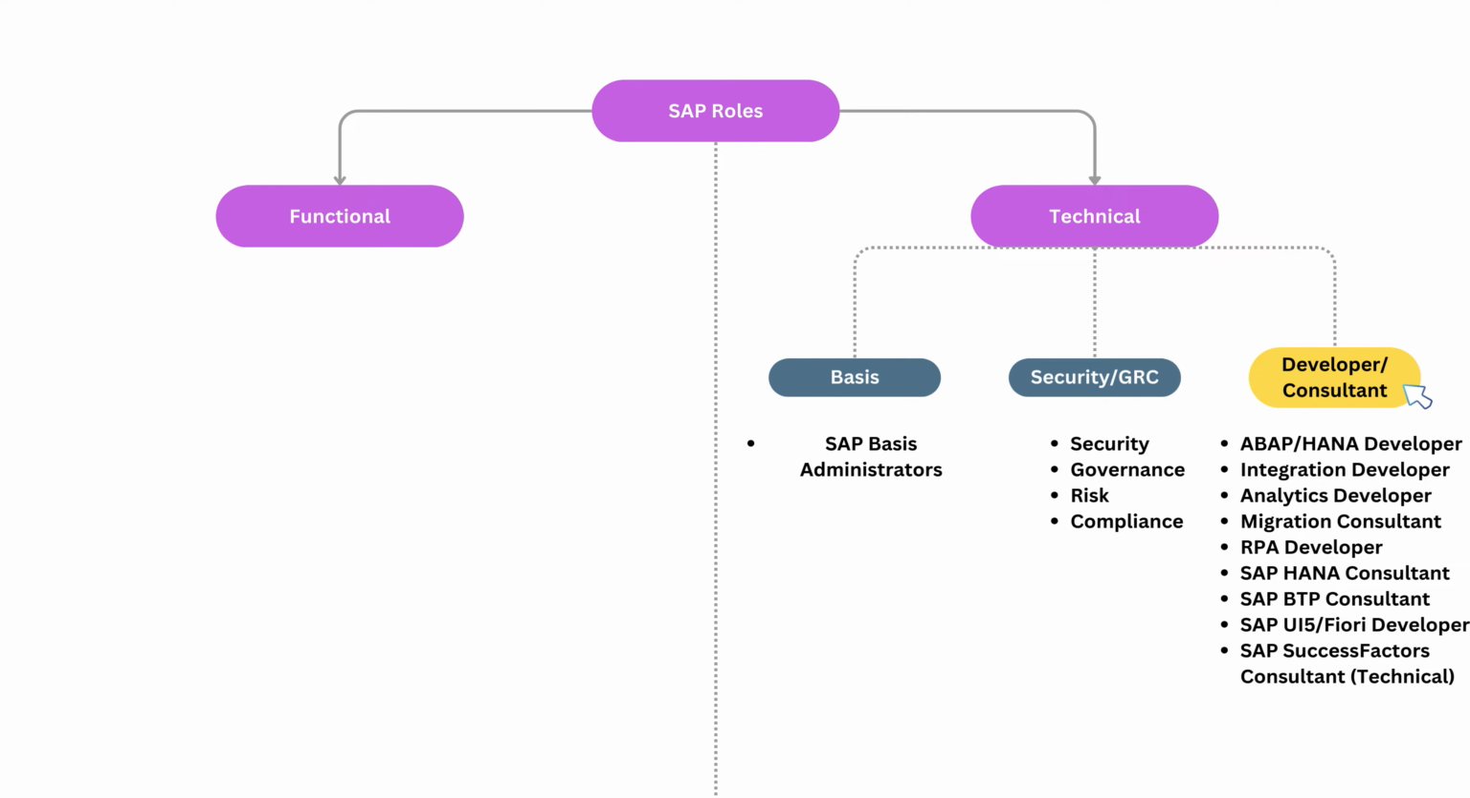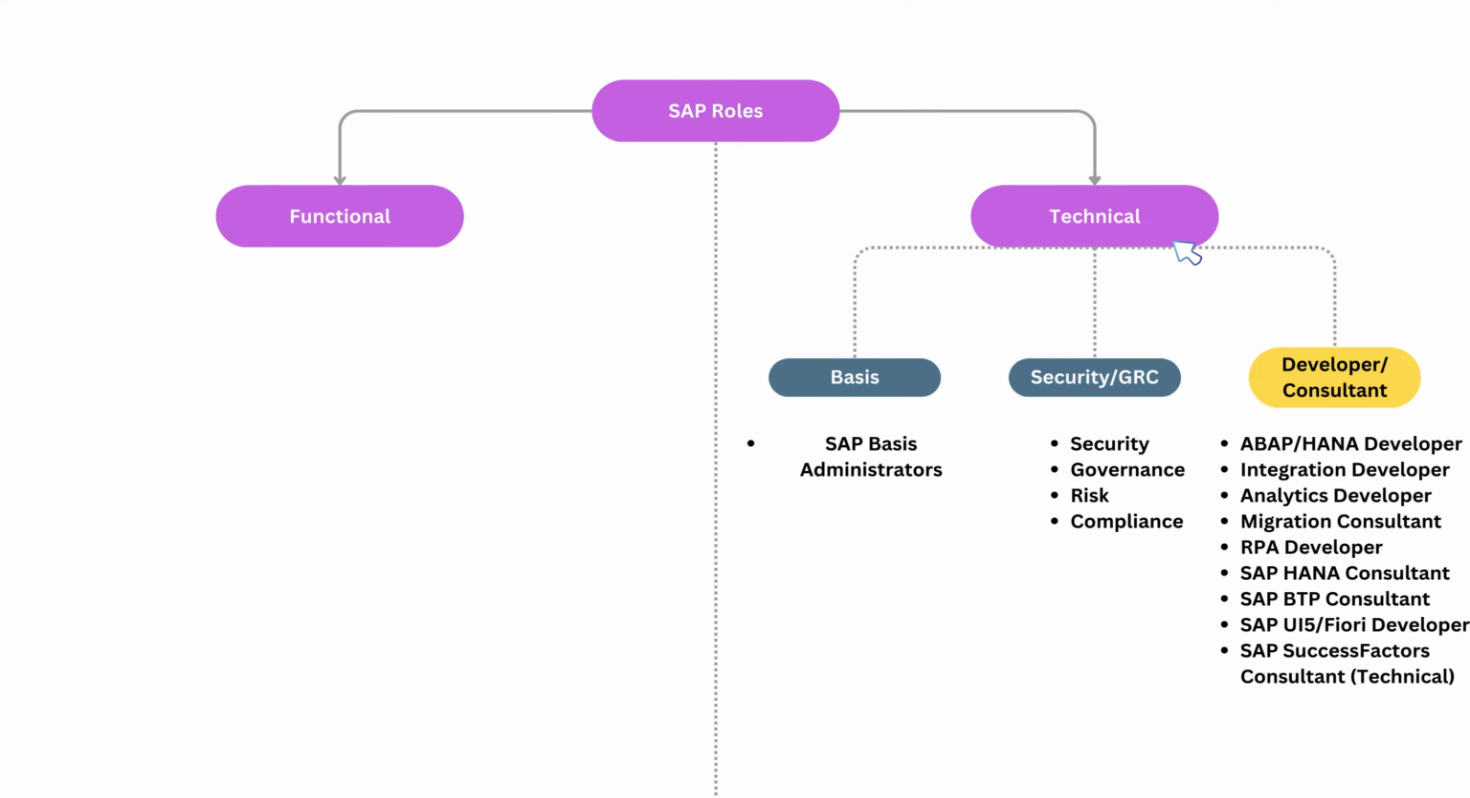So these are the different roles that are available in the developer area. Okay, it is not limited. There can be more. So technically, a developer or consultant represents the same thing, who does the customization objects for your SAP system. So these are the basic three roles and responsibilities under technical. They are basis, security GRC, and developer.